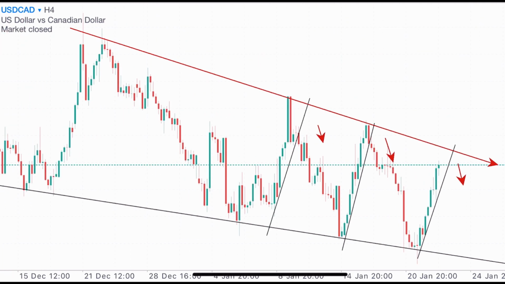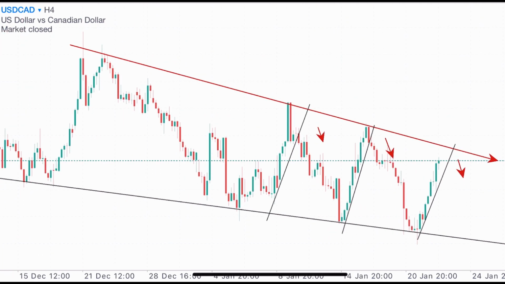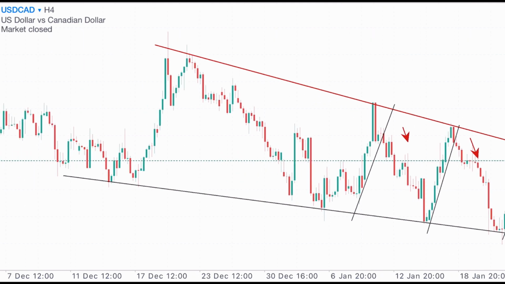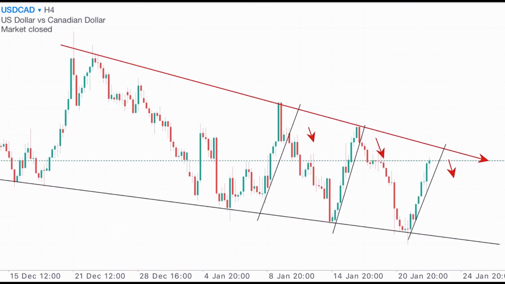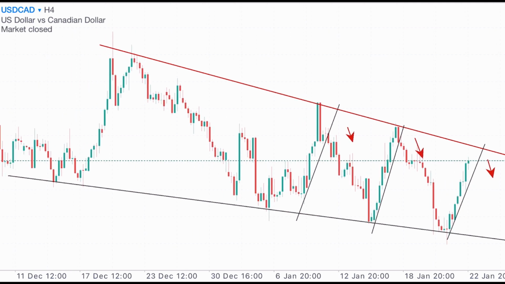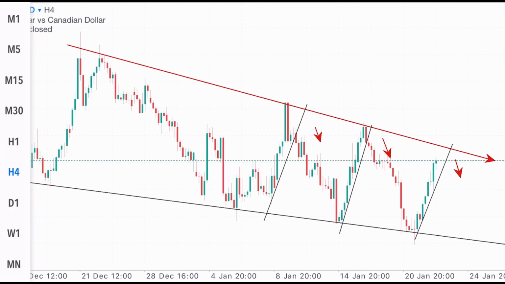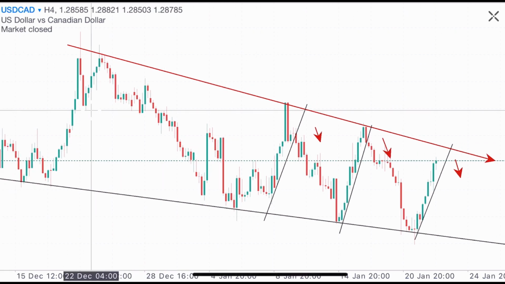So our next pair we have is the USDCAD, the USDCAD, that's what I call it. So with the USDCAD now, basically we're in a descending channel. At the same time, it looks like a wedge pattern formation, a descending wedge, you feel me? So basically what we have here is a downtrend.